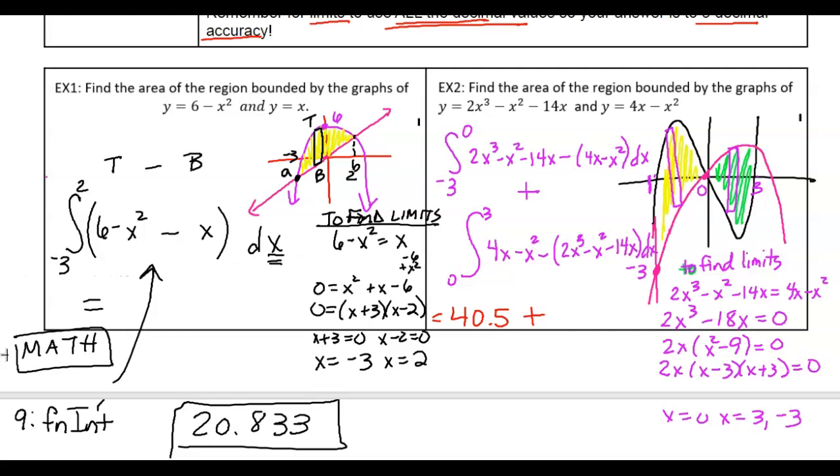4x minus x squared minus, once again, I distribute that, so 2x cubed plus x squared, I don't combine, and then plus 14x. And then dx, oh, they are. So we get 81. It is square units. We don't need a label though. Okay. And so that would be the area that's bound.